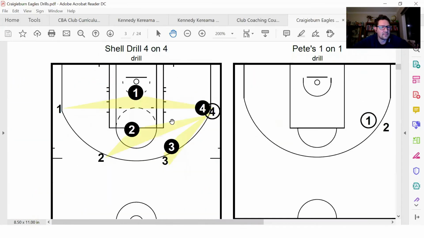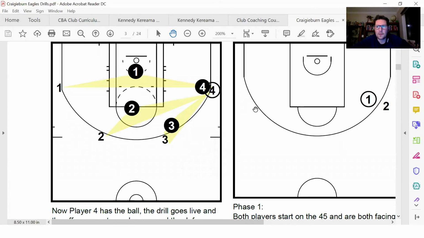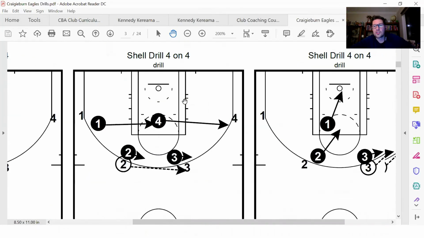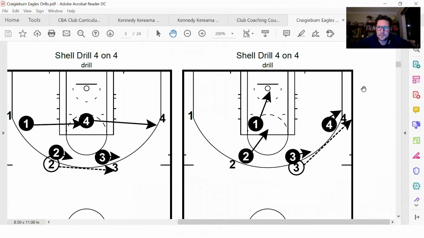Any questions on that? No? Oh, perfect. So that's the shell drill.